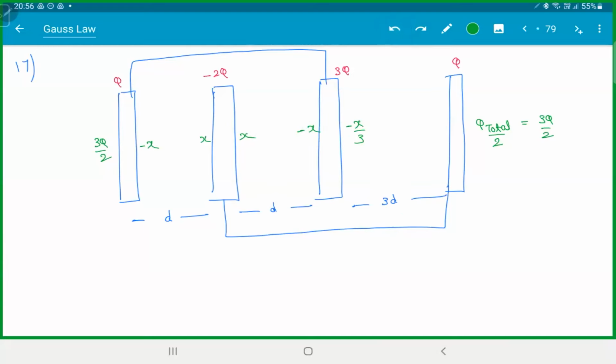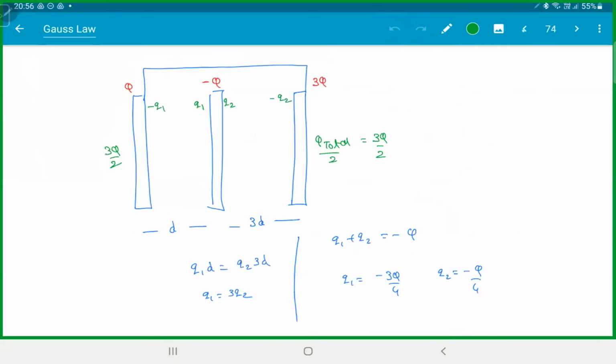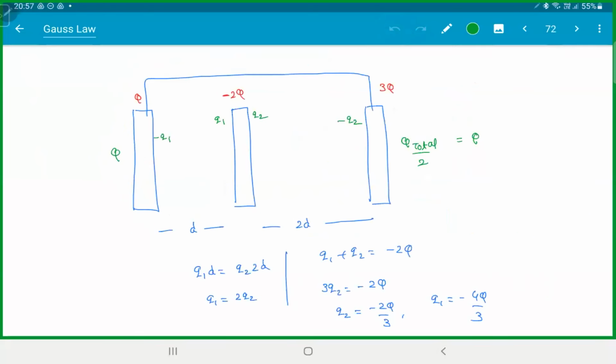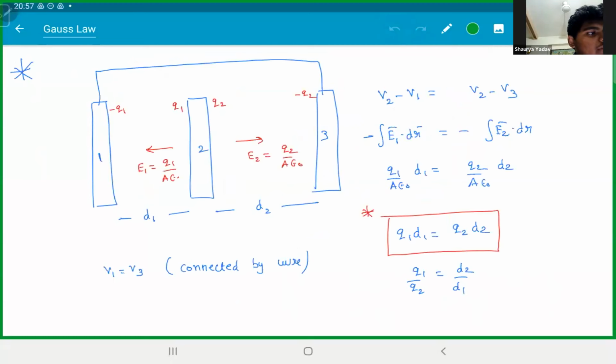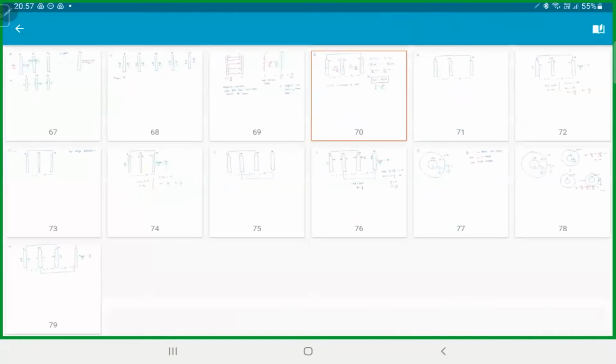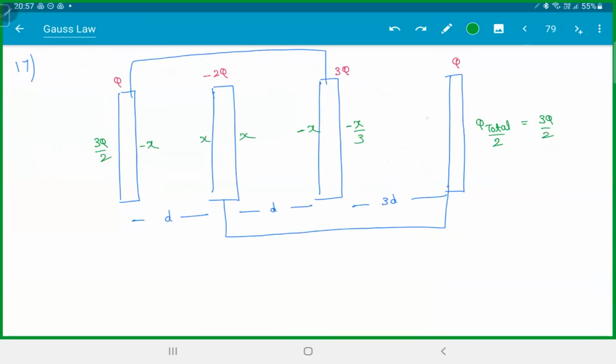I hope you guys remember that. That's a standard result. Don't forget. Yes, we derived it: potential in both the plates will be equal if they are connected. That's why this result, Q1 D1 is equal to Q2 D2. Don't forget this. Without that result, it will be a pain to solve this problem. Then this will be X by 3.